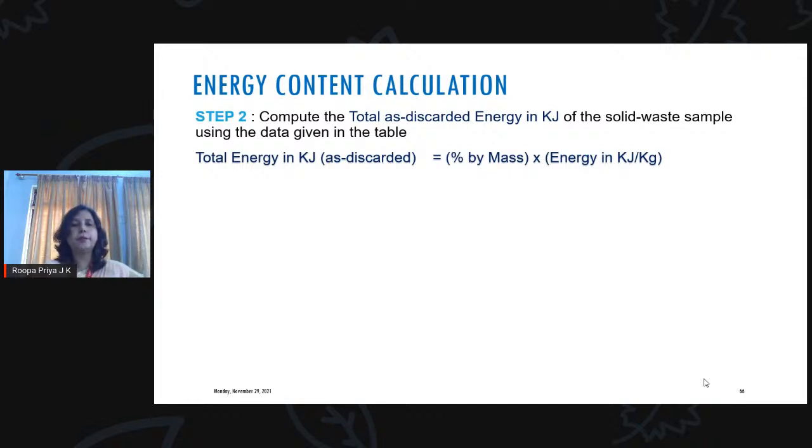So we have all the values of percentage by mass of the solid waste, and we have all the values of the energy content in kilojoule per kg for each and every component mentioned in the table. With these values, we are able to calculate the total energy in kilojoule for as discarded solid waste. For example, for food waste, we can take 15% by mass, which is given in the table, and multiply that with the energy content given in the table. For food waste, the energy content was 4,650 kilojoule per kg. When we take the product of these two, we get an estimate of 69,750 kilojoule of the total energy.